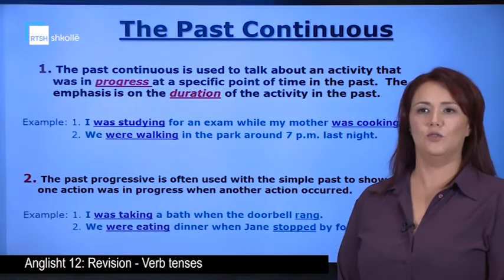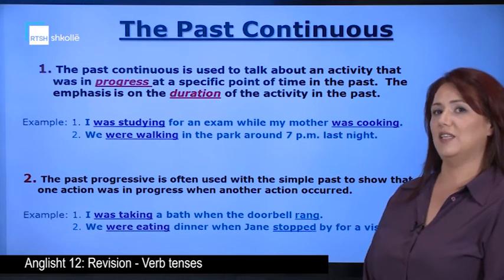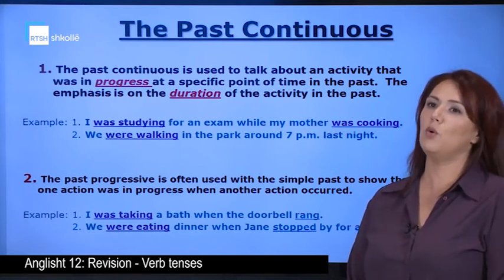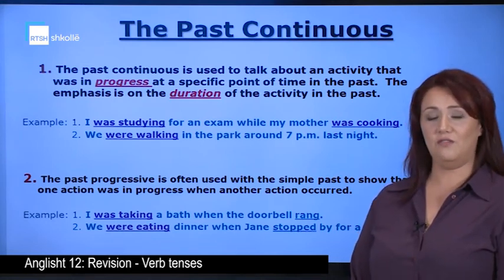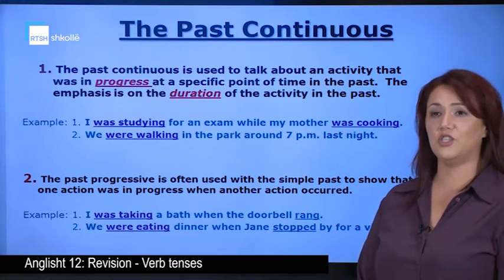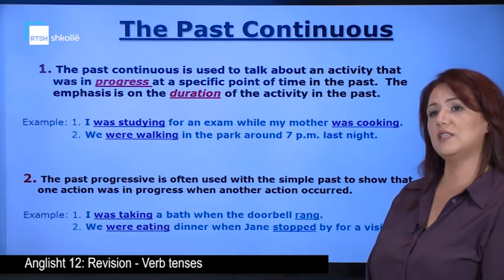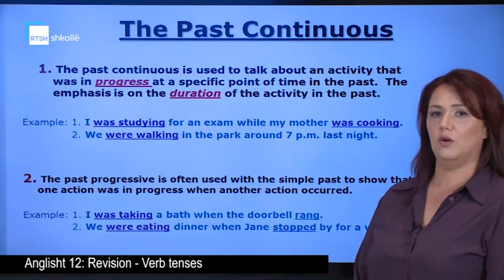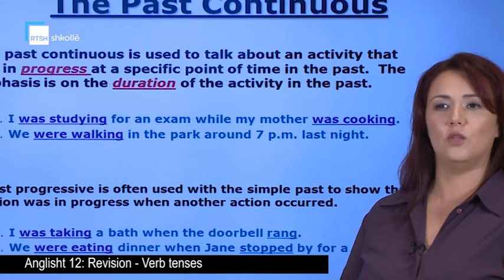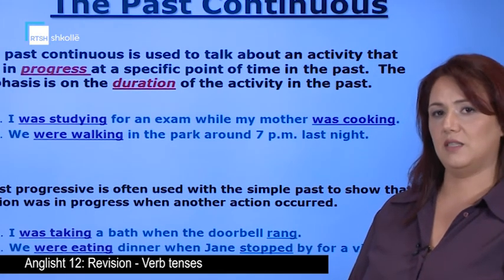The past continuous is used to talk about an activity that was in progress at a specific point of time in the past. The emphasis is on the duration of the activity in the past. For example, I was studying for an exam while my mother was cooking, or we were talking in the park around 7 p.m. last night.